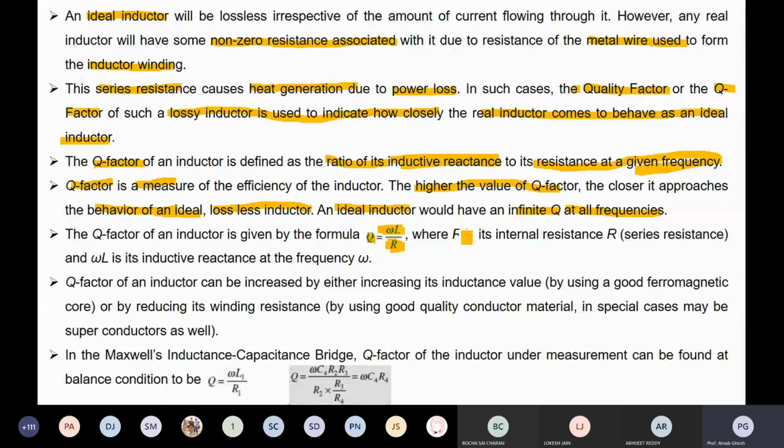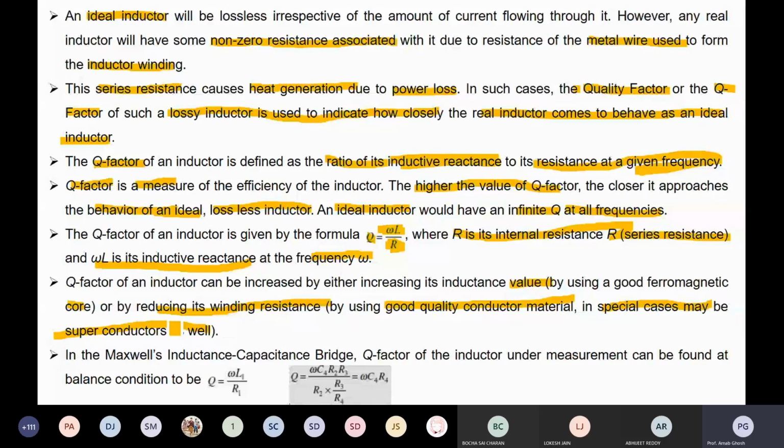Omega L is the inductive reactance when the frequency is omega. The Q factor of the inductor can be increased either by increasing its inductance, using a good ferromagnetic core, or by reducing the winding resistance with a good quality conductor material, or in special cases a superconductor may be used. So in all cases your main idea should be to improve your Q value and keep it in a higher range. That's the basic prerequisite.